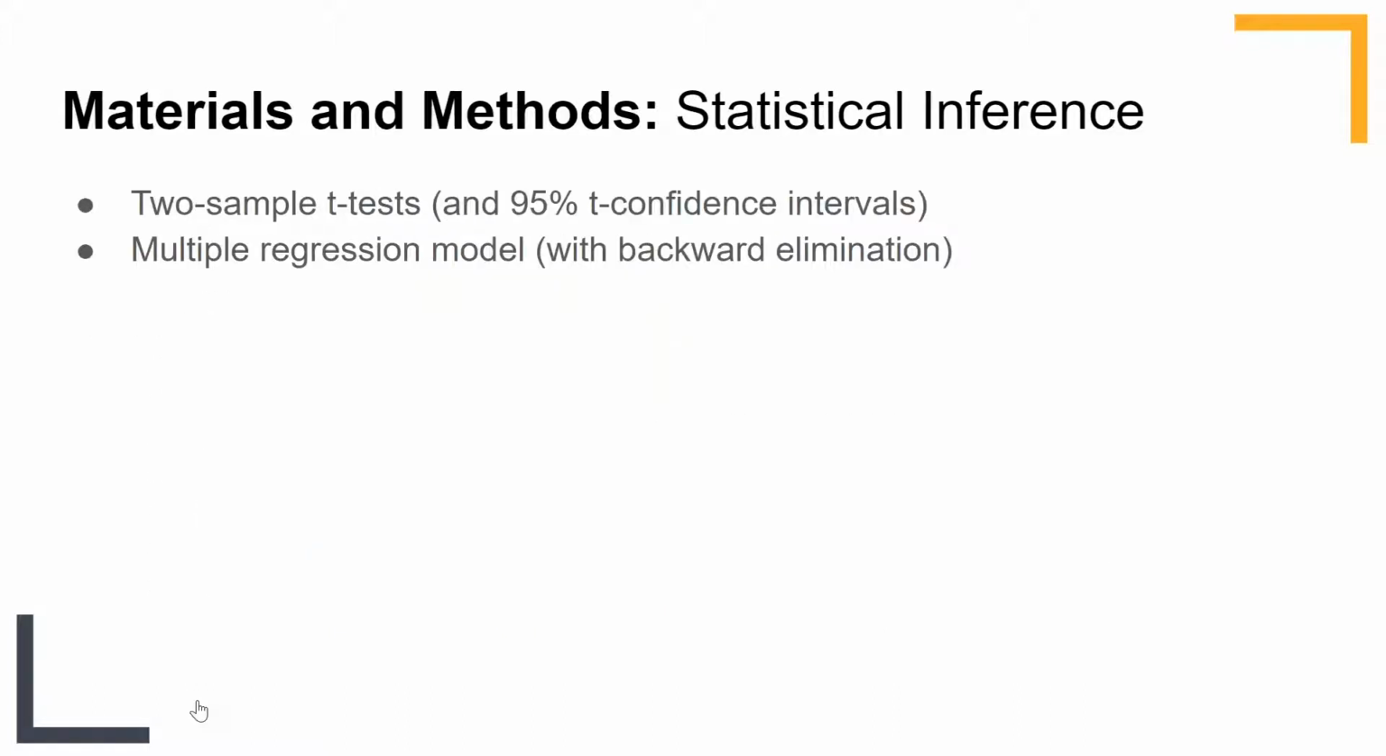We used two main statistical inference methods to quantify the association between our outcome and predictor variables. We first used two-sample t-tests and confidence intervals to compare stats between teams that made playoffs and teams that didn't. Then we also used a multiple regression model with a backward elimination selection process to develop a model for predicting team winning percentage.